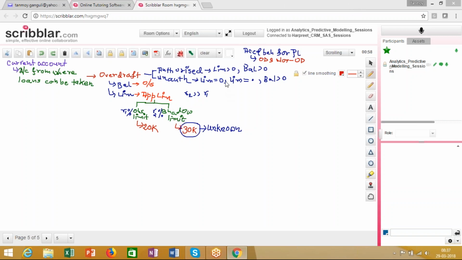So basically, that is the reason why when we talk about personal loan model development as well, we see that this current account status of a borrower becomes very important.